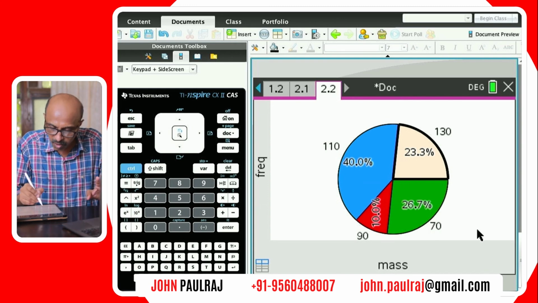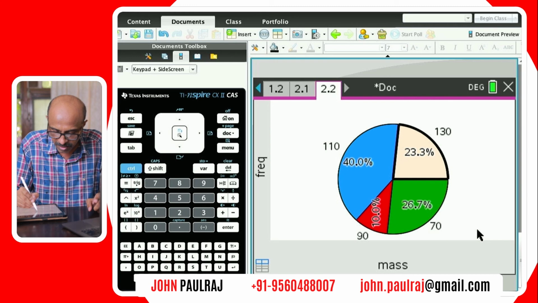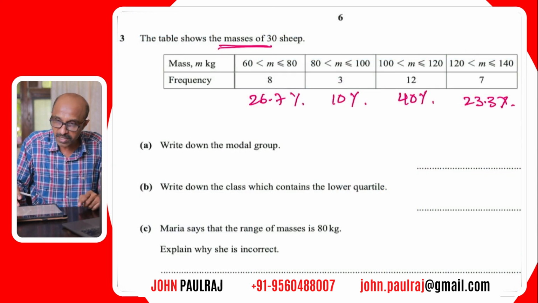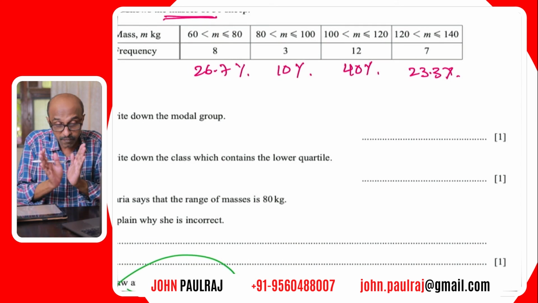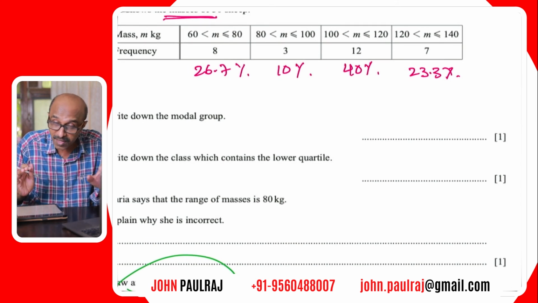So I'm quickly going to make a note of these things. 60 to 80, that's 70. This is 26.7%. And the 91 is 10%. And this one is 40%. And this one is 23.3%. Okay, so I'm going to quickly show you what I've written here. Those are the percentages of the sectors. That clearly shows to you from the pie chart. So that is the information you gather from the calculator.